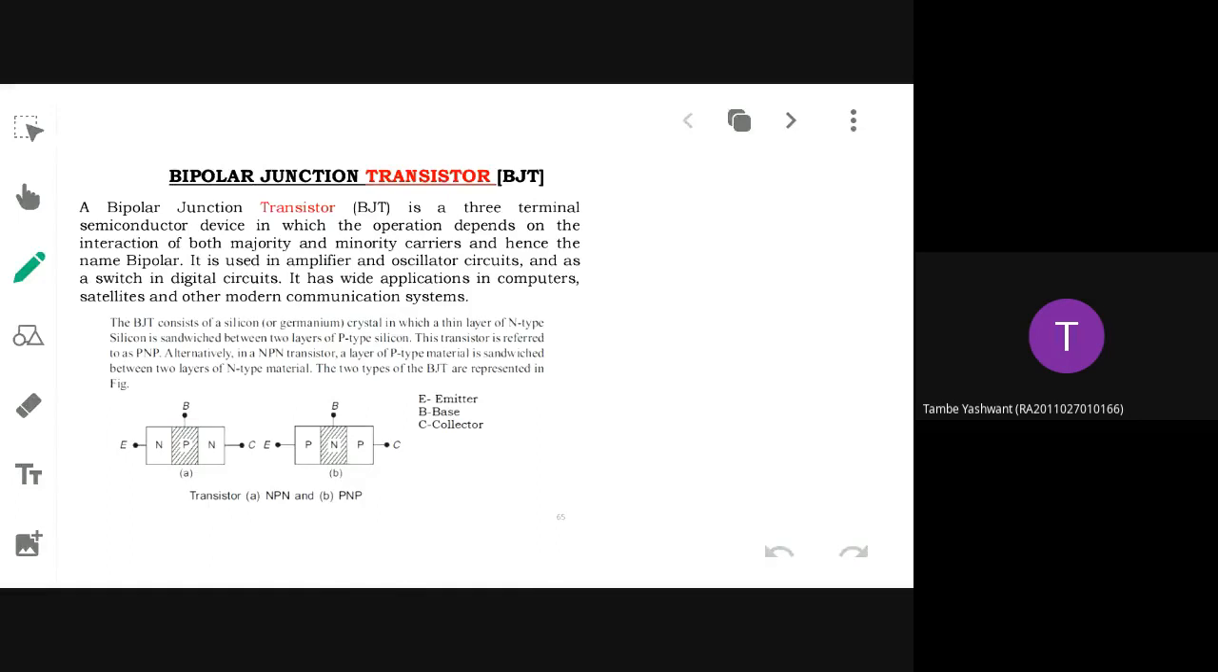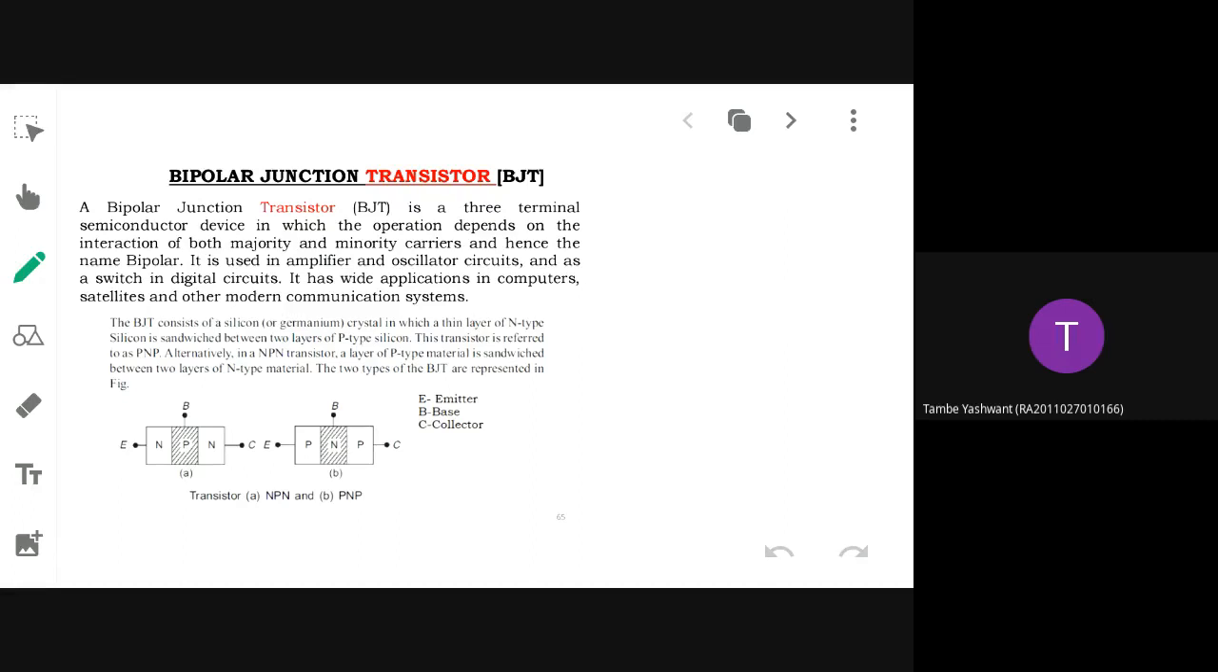All right, today we will begin the class. What are the various devices that we have discussed so far in this unit? Just name the devices that we have discussed earlier. PN junction diode, half wave rectifier, full wave rectifier, Zener diode, and different applications of PN junction diode we discussed.